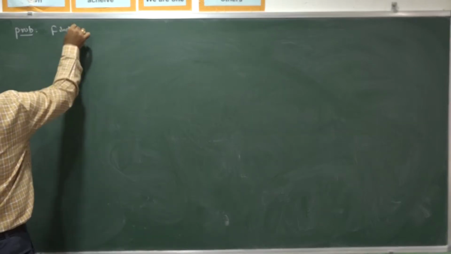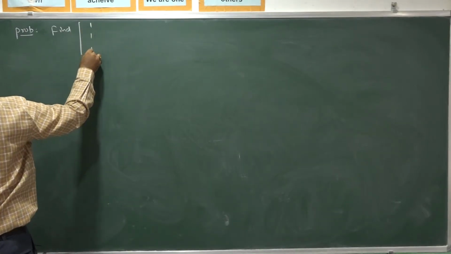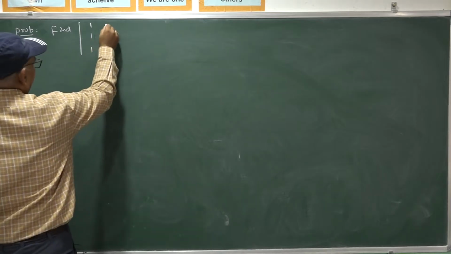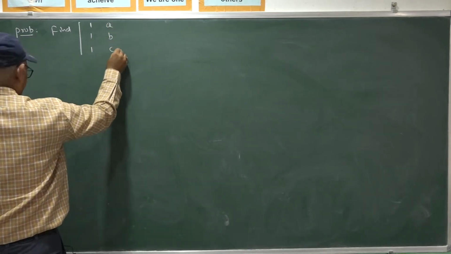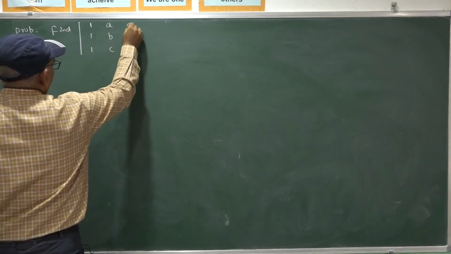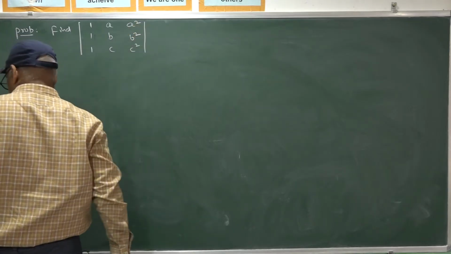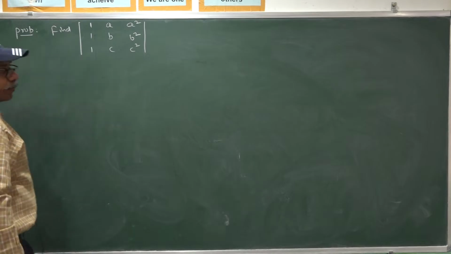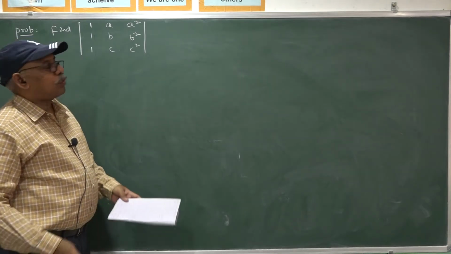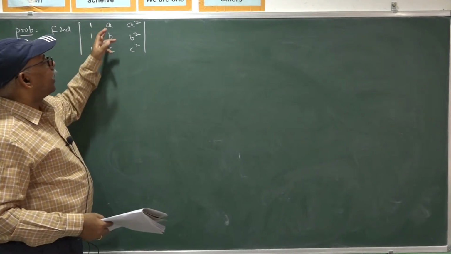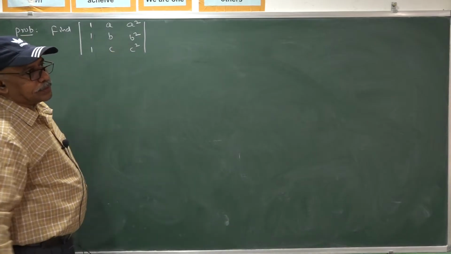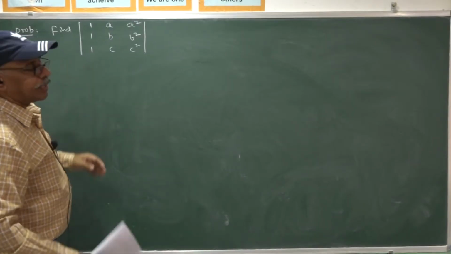Find the determinant of 1, 1, 1; A, B, C; A square, B square, C square. This is a standard determinant.